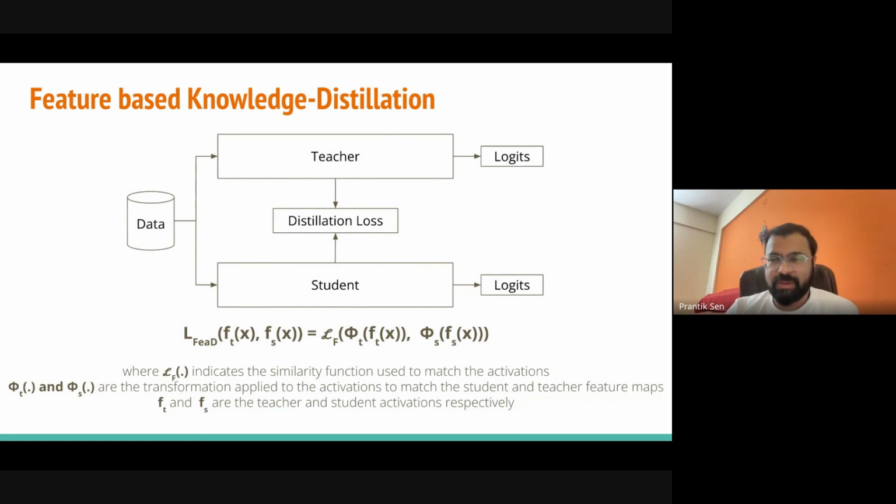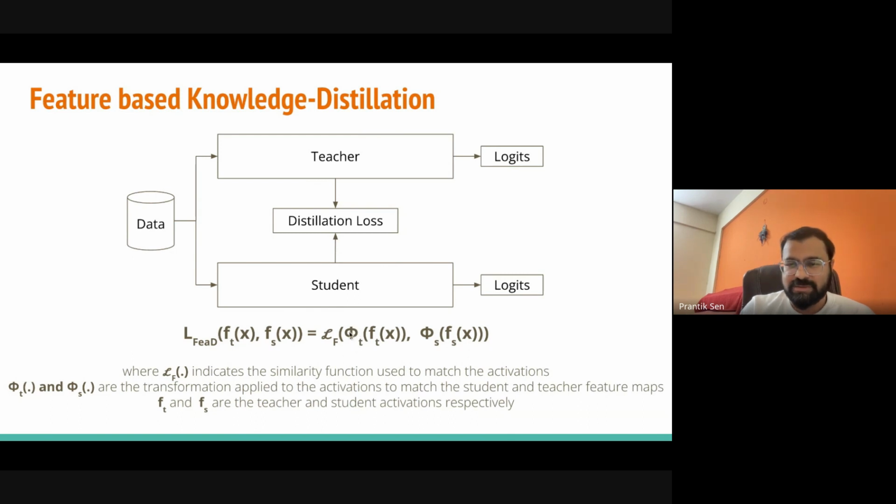So here, first thing is, we will simplify this equation. First thing is f subscript t of x. So x is the input to a layer, and f subscript t is the output activation, right? Same thing for the student. f subscript s of x is the same input going to the student, and you have some activation coming from some layer. Now, the teacher and the student networks are different. We are taking the case where the teacher is bigger.